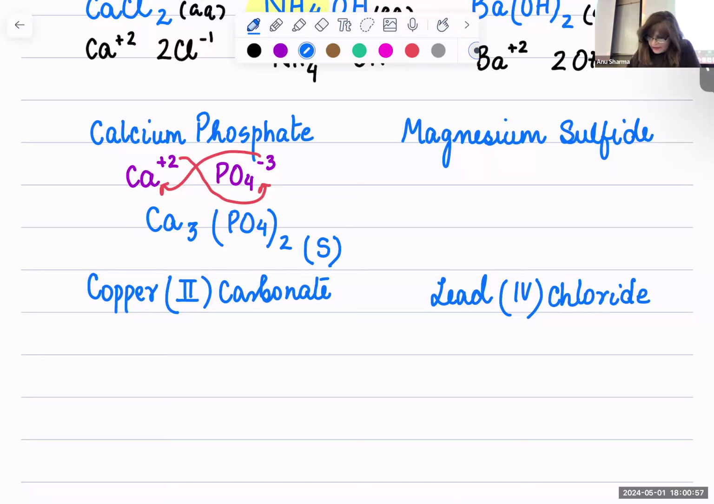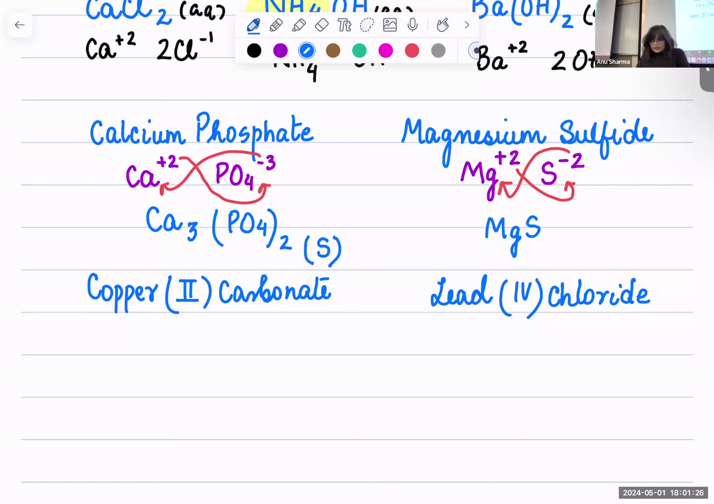Magnesium sulfide. Okay, let's write down the formula for magnesium sulfide. Magnesium, Mg, and sulfide, S. The charge on magnesium is +2, and sulfide is -2. Crisscross, what do you get? This number comes here and this number comes here. +2 and -2 cancel each other out. What do you get? MgS. All right. So soluble or insoluble? All sulfides are insoluble. That means it is going to be a solid.